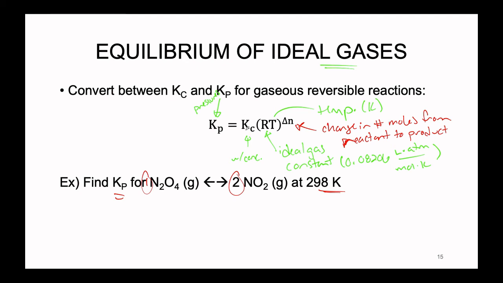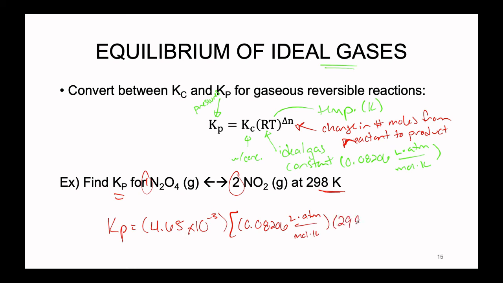We have the Kc, it's the same Kc that we have been working with. We have the ideal gas constant, we have temperature. So try this calculation for yourself before moving on, but I am going to continue moving on. Our Kp is going to be equal to our Kc, which is 4.65 times 10 to the negative third, times our gas constant R, 0.08206 liter atmosphere per mole Kelvin, times our temperature, 298 Kelvin, and we're going to raise all of this up into the delta N.